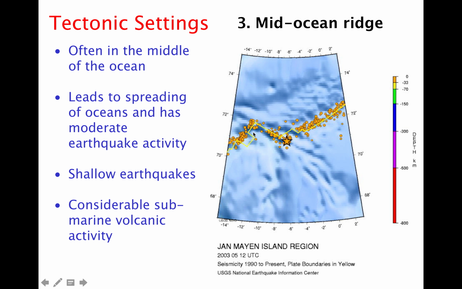The third one is the mid-ocean ridge. This is where we are forming new crust, which often occurs in the middle of the ocean. Here the ocean crust is spreading apart. There's moderate earthquake activity, fairly shallow earthquakes, as you can see by the color orange. These are also places where there's considerable submarine volcanic activity and lava formation. So again, this is a region of high volcanic activity, as you can see, from the Jan Mayen Island region.